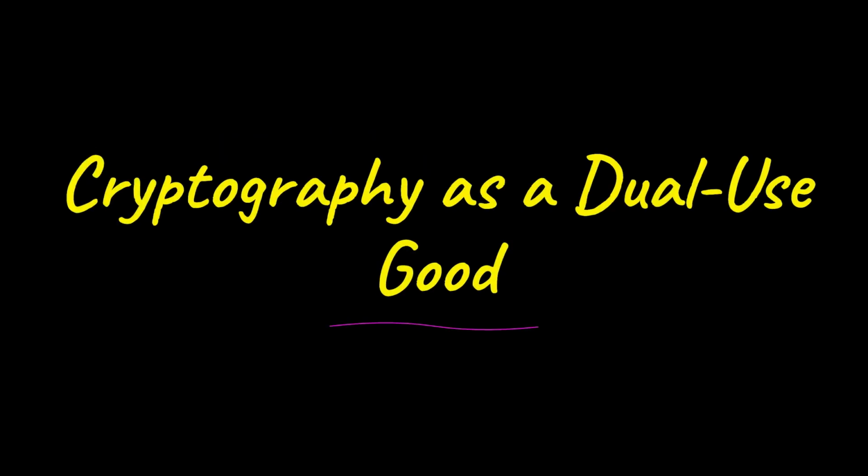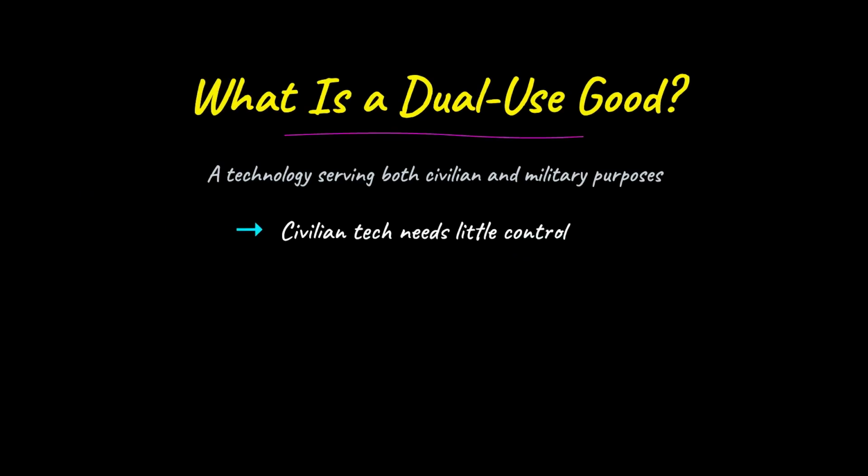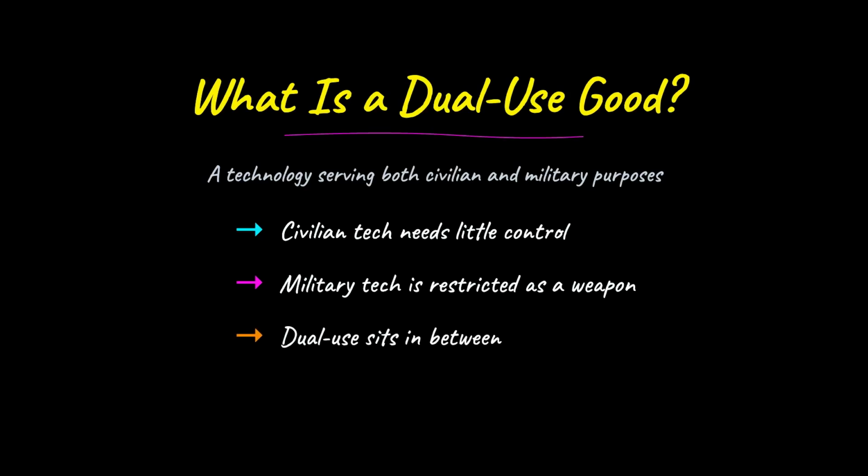Cryptography isn't just mathematics, it's also policy. The same encryption that protects a bank session could shield an adversary's battlefield communications, which is why governments regulate it like a controlled technology. A purely civilian technology needs little control, and a purely military one is restricted as a weapon. A dual-use technology sits in between, useful for everyday life and for warfare at the same time, and cryptography is the textbook example. In the United States, 2 regimes have governed this area.